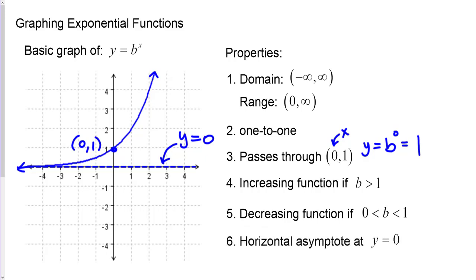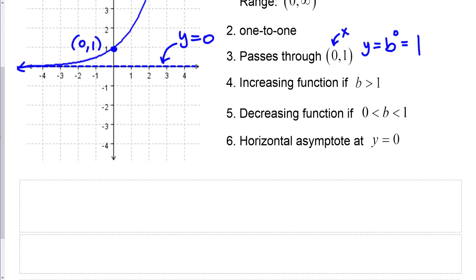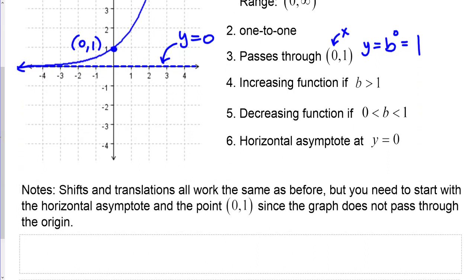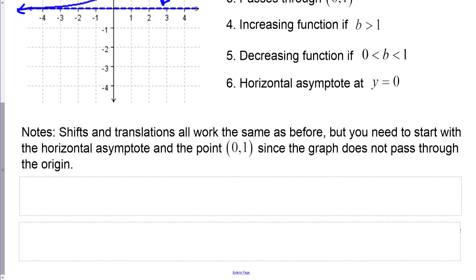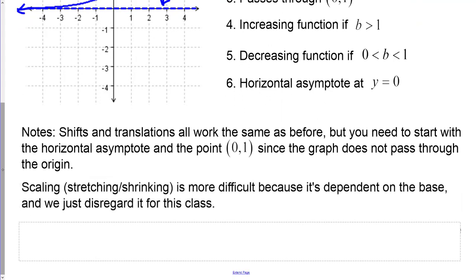I already mentioned there's a horizontal asymptote. A couple other quick notes about this, however. Shifts and translations all work the same as before, but you need to start with the horizontal asymptote and use the point 0, 1 since the graph does not pass through the origin. So the same basic shifts and translations, the properties that we learned, work here. We just have to be a little bit more careful. Also, scaling, which means stretching or shrinking, is actually a lot more difficult because it's dependent upon the base of the exponential function. And as I mentioned, we're basically just going to disregard that for this class.